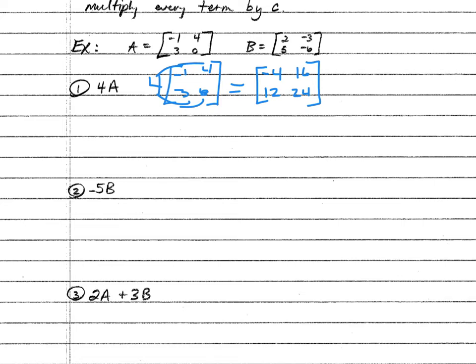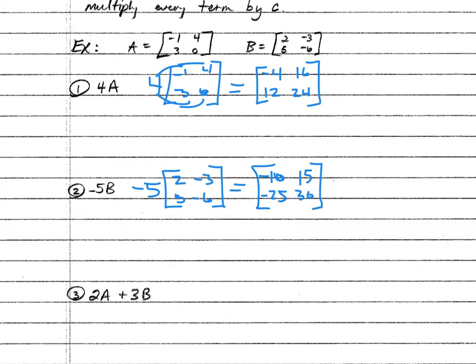Another example, I want to take negative 5 times B. So negative 5 times matrix B, which is 2, negative 3, 5, and negative 6, which if I multiply that negative 5 through, I get negative 10, I get 15, I get negative 25, and I get 30. And that's using a scalar multiplier.